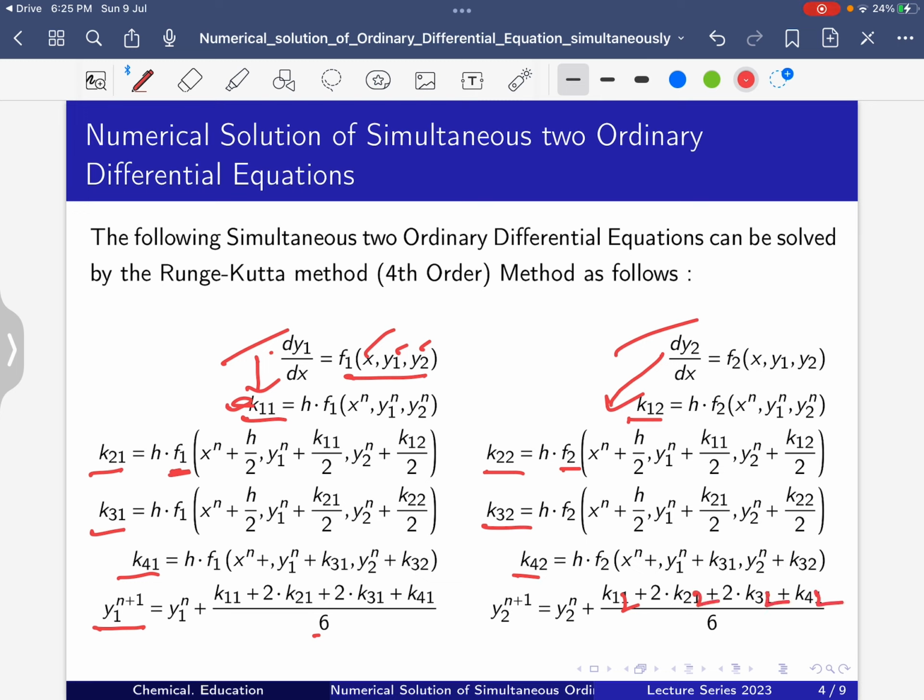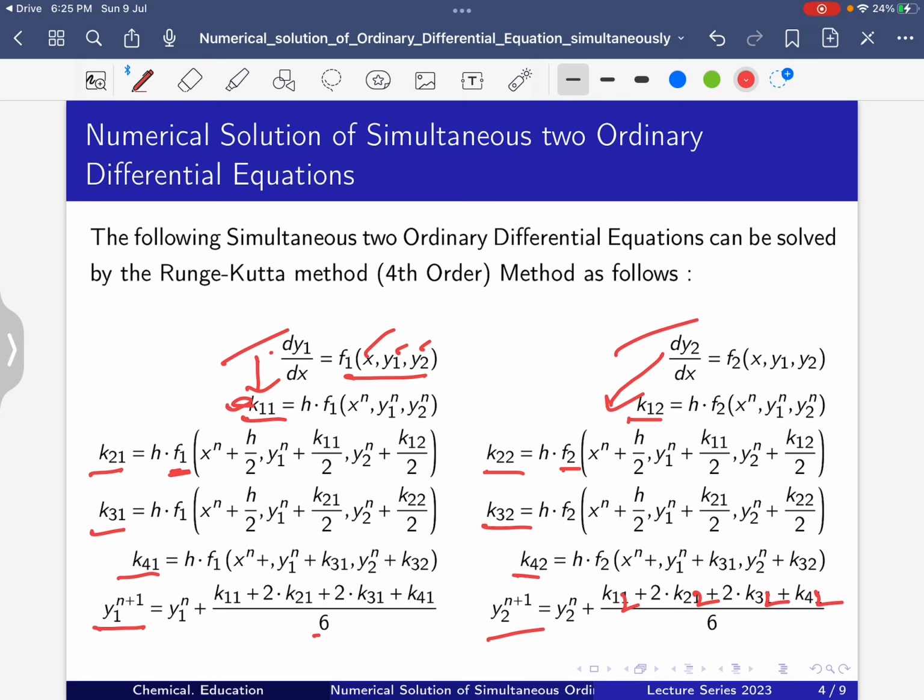So y to the power n plus 1 is equal to y2 n plus (k12 plus 2 k22 plus 2 k32 plus k42) by 6. So we'll get the y2 n plus 1. Means for the next step, we'll get the y1 value and y2 value. So this is the theory behind the solution of two ordinary differential equations by the RK4 method.